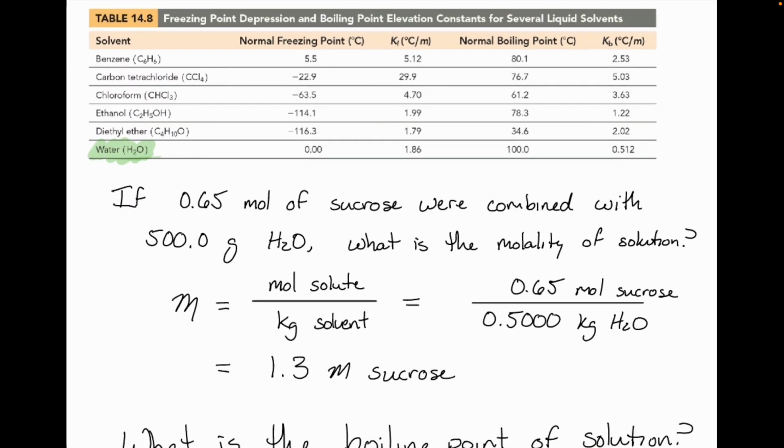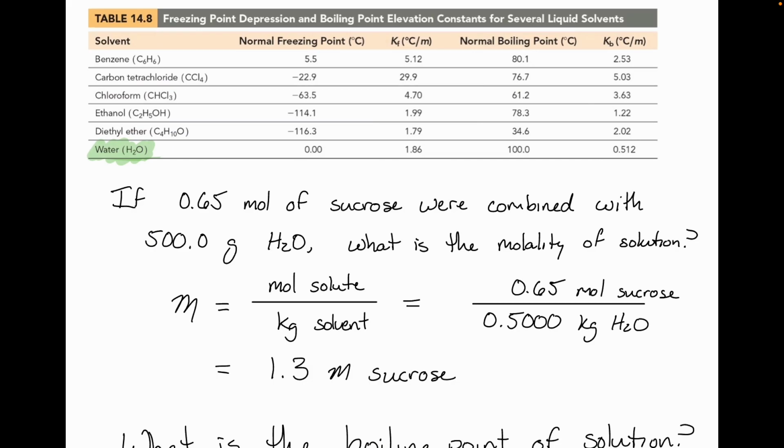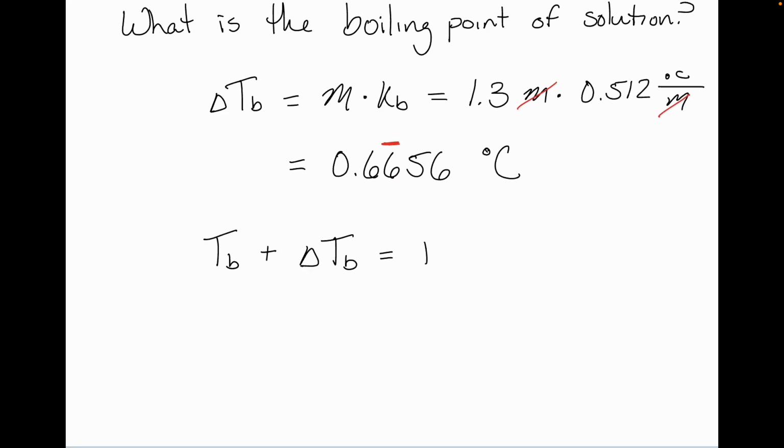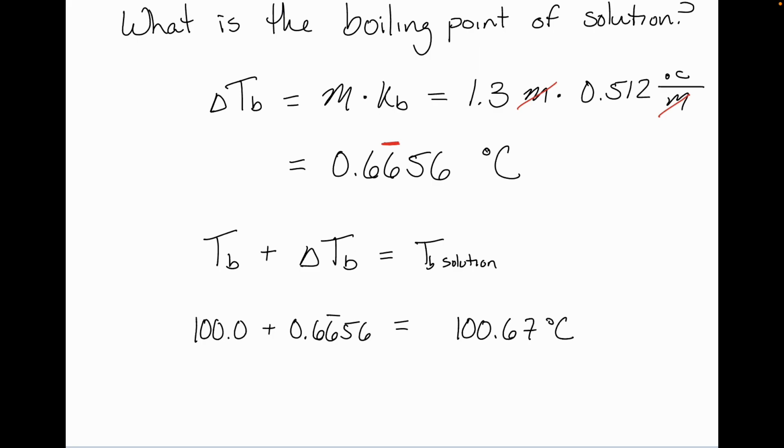You can see that the freezing and boiling points are listed for each solvent. I mean, I think for water, we probably know it, but if it was any other solvent, that information is just here on the table. For water, normal boiling point is 100 degrees Celsius. So this is TB solution. So I'm going to take my 100 and add that value there. All right, again, I just said 2 decimal places to make it easy. So 100.67 degrees Celsius. That's my new boiling point of my solution.